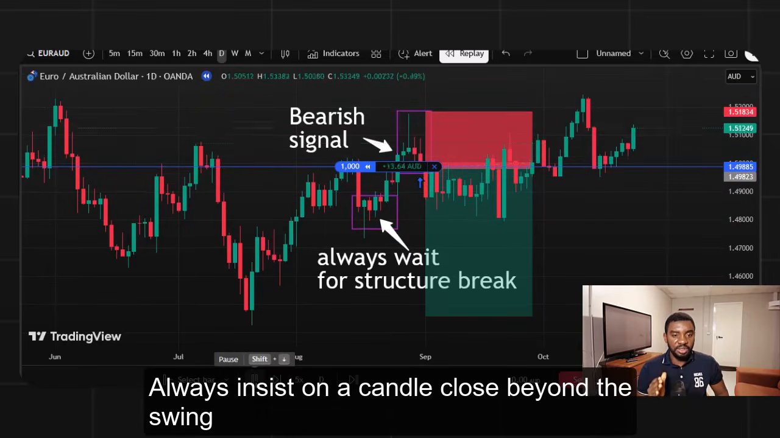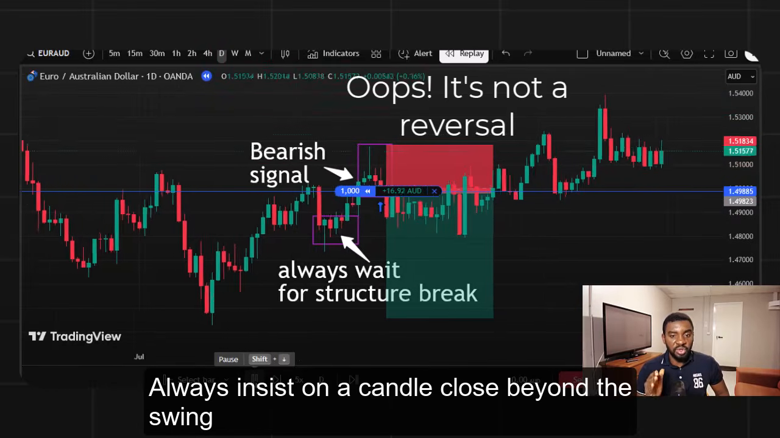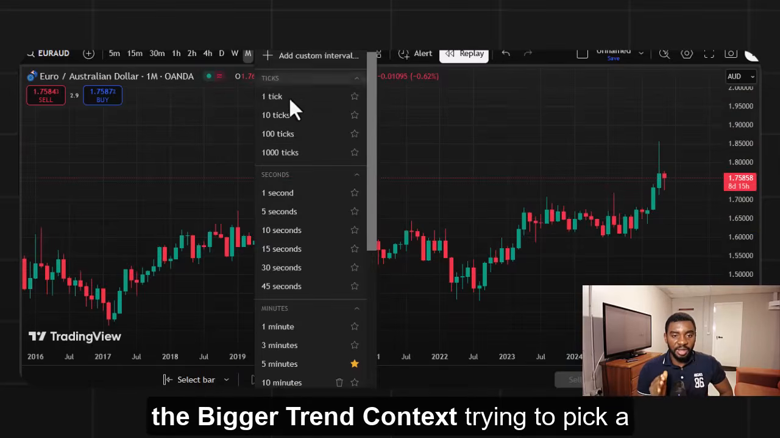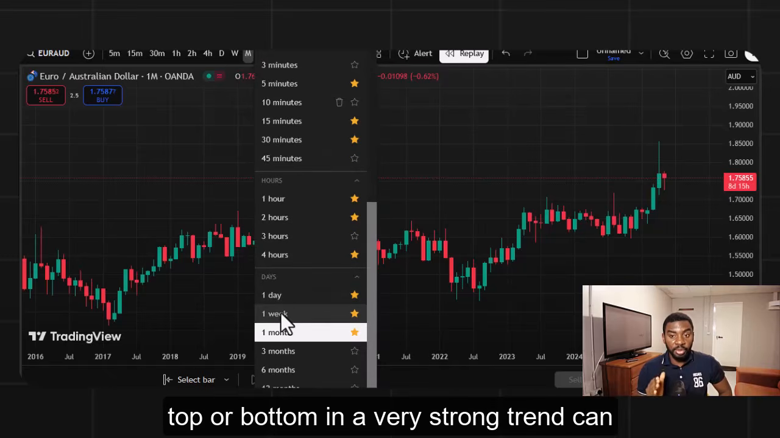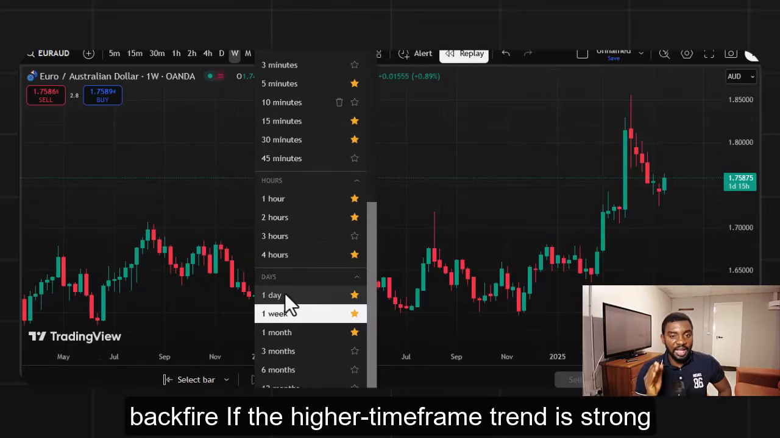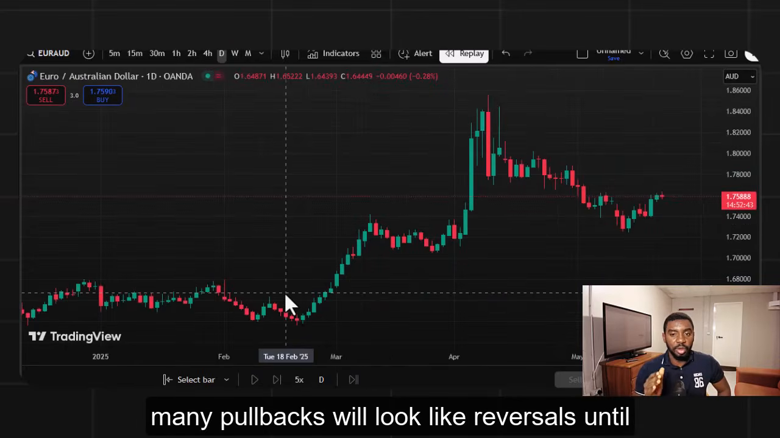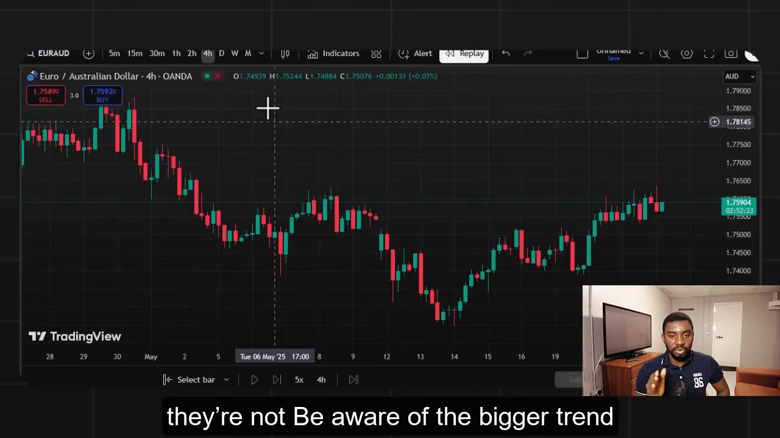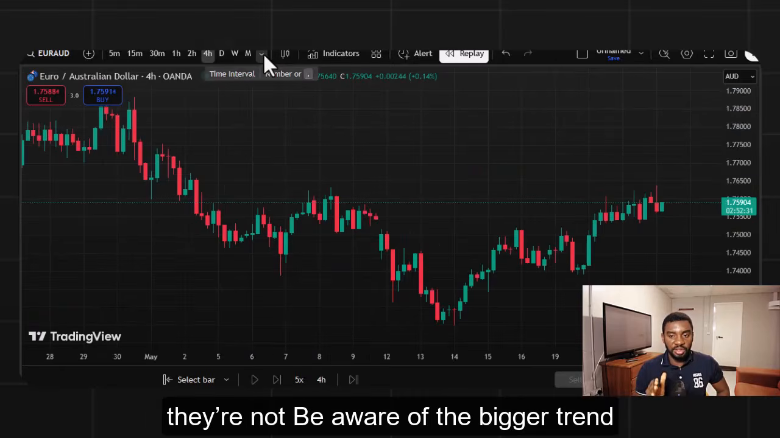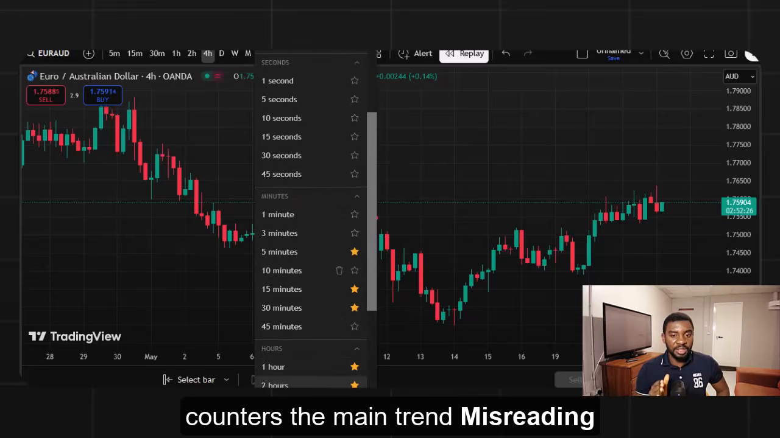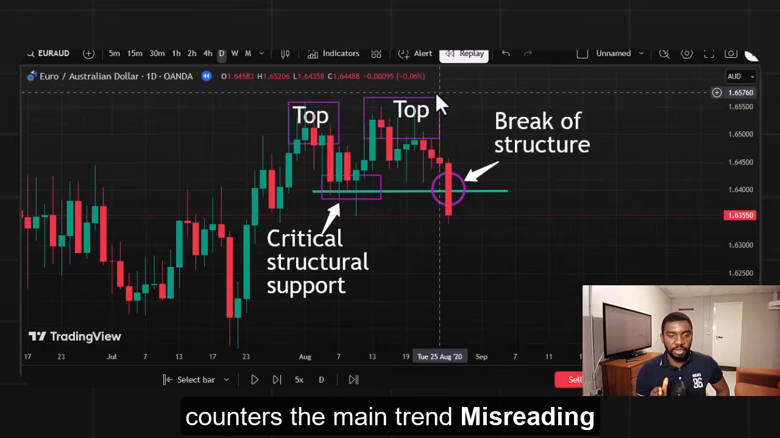Always insist on a candle close beyond the swing before calling it a reversal. Ignoring the bigger trend context. Trying to pick a top or bottom in a very strong trend can backfire. If the higher time frame trend is strong, many pullbacks will look like reversals until they are not. Be aware of the bigger trend. Confirmation is much more reliable after price counters the main trend.